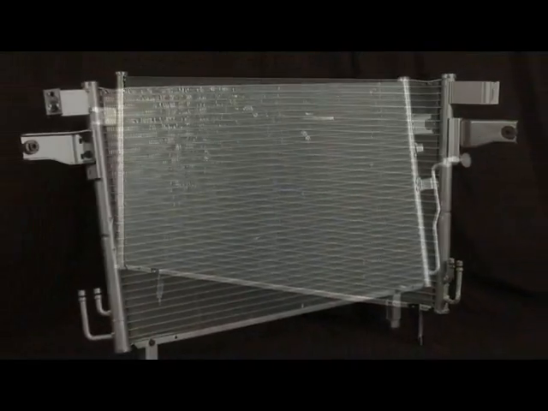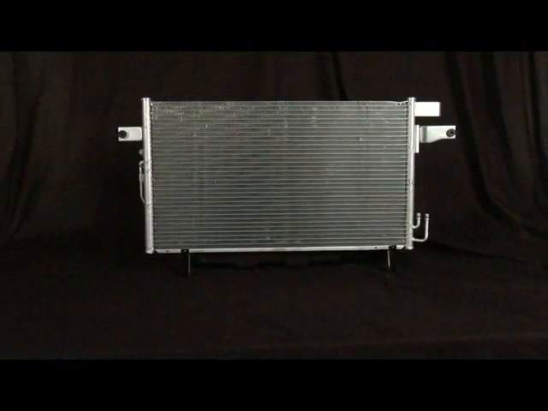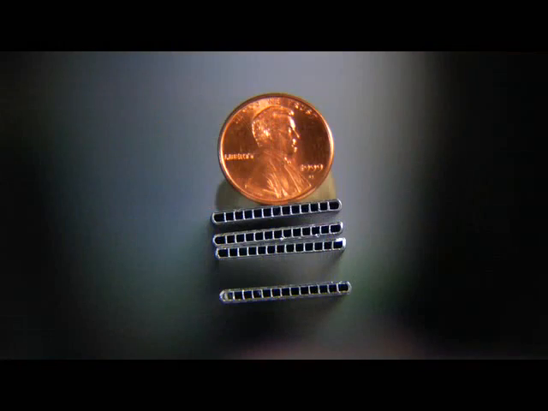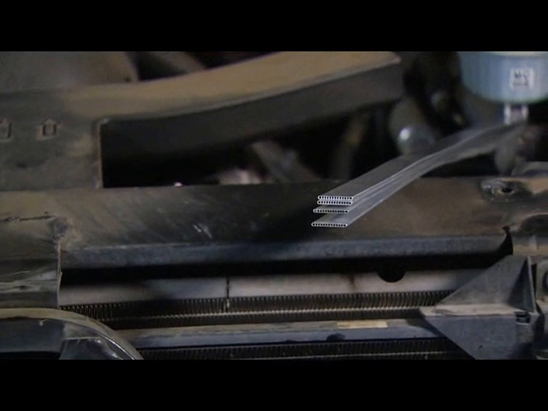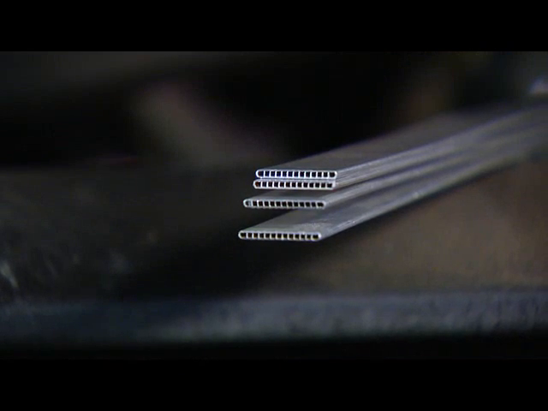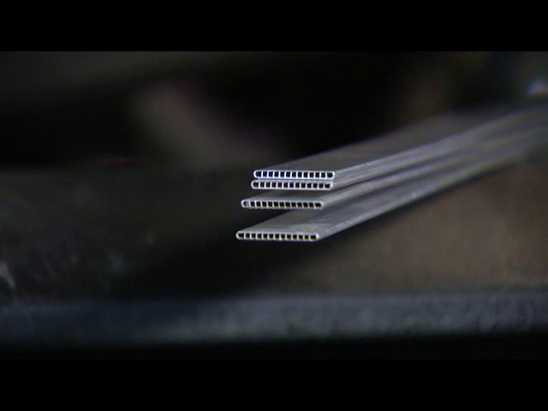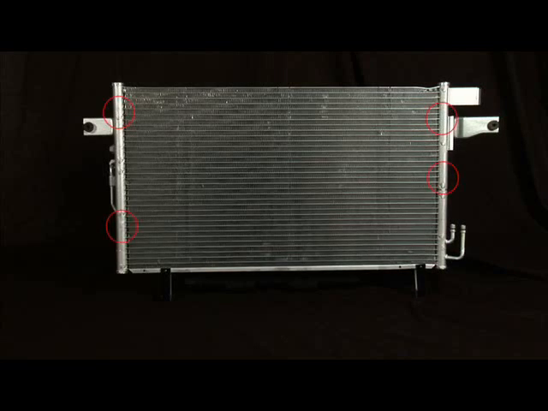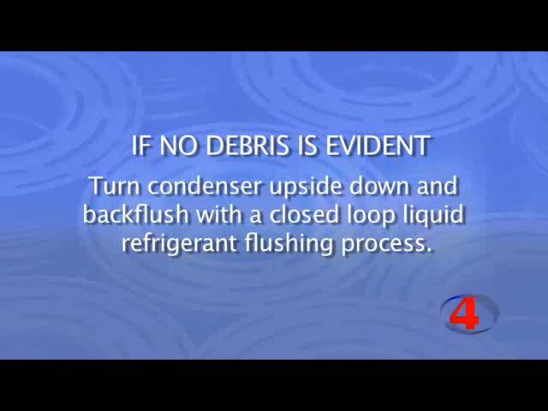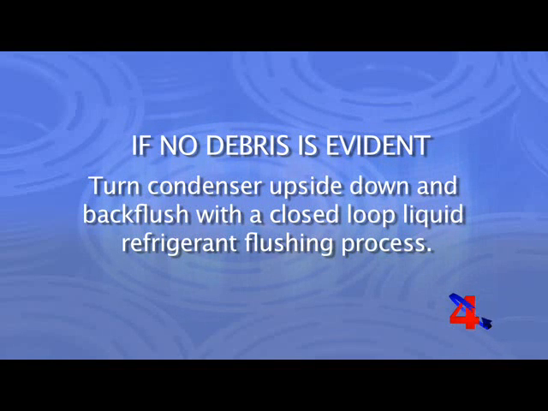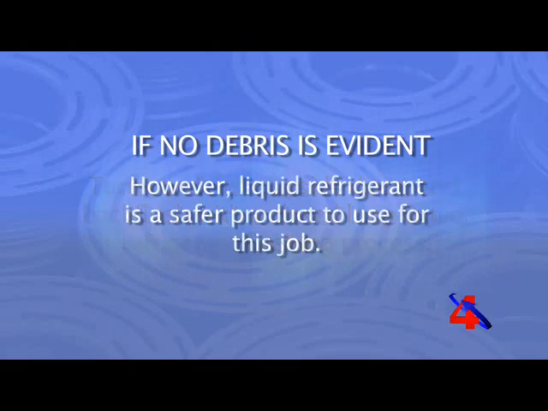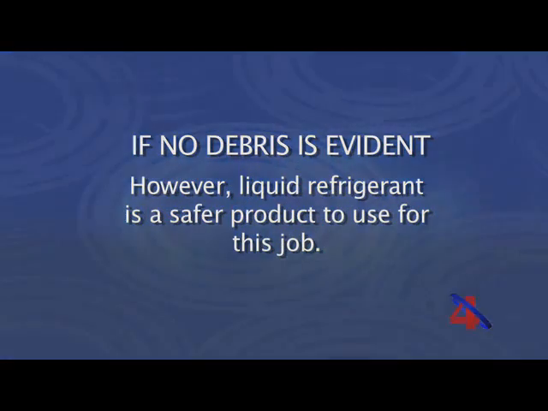The majority of late model R134A condensers cannot be cleaned due to their small tube design. These small passageways get restricted with debris and solvent, or liquid refrigerant would bypass the debris and flow through another passageway. There are also dams that force the refrigerant to flow back and forth multiple times before it leaves the outlet of the condenser. If the system showed no sign of metal debris leaving the compressor, turn the condenser upside down and back flush with a closed-loop liquid refrigerant flushing process. However, liquid refrigerant is a safer product to use for this job.